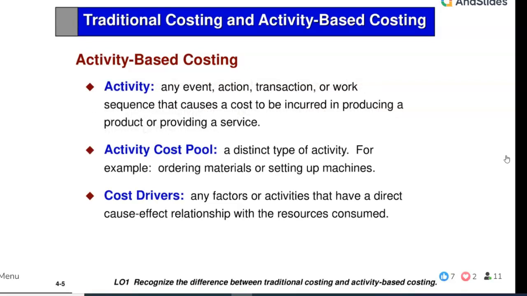Now, first of all, definitions. Activity. An activity is any event, action, transaction, or work sequence, most often a work sequence, that causes a cost to be incurred in producing the product or providing the service. An activity cost pool is a distinct type of activity. For example, ordering materials or setting up machines. And a cost driver is that activity that has a direct cause and effect relationship with resources consumed.